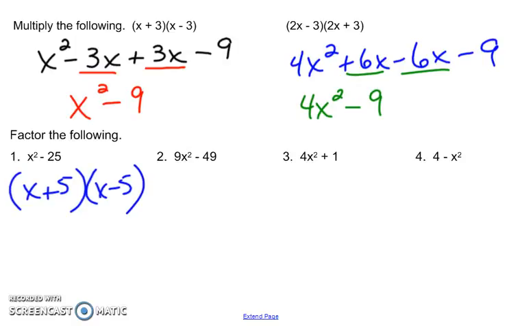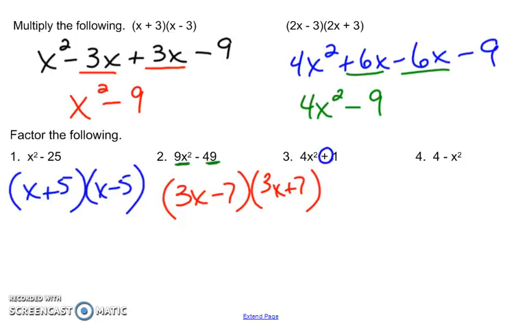9x squared minus 49. So we're looking at what we square to get 49 and what we square to get 9x squared. The square root of 9 is 3, so it's going to be 3x minus 7 times 3x plus 7. Now, number 3, 4x squared plus 1. That's not a difference of squares, so that is not factorable.